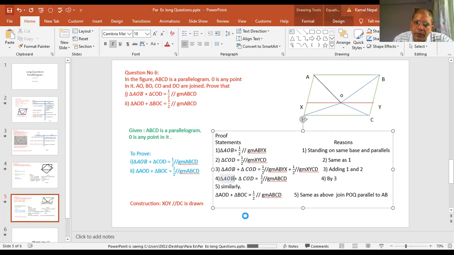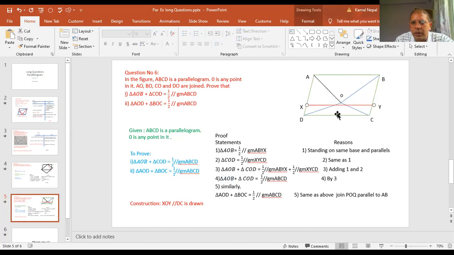Similarly for your fifth one, triangle AOD plus BOC, you should draw parallel lines from here, another parallel line here, and you will get two parallelograms, left and right. In this construction, you make it up and down, but here left and right. Then follow exactly the same process and you will get this result. So this completes the proof.